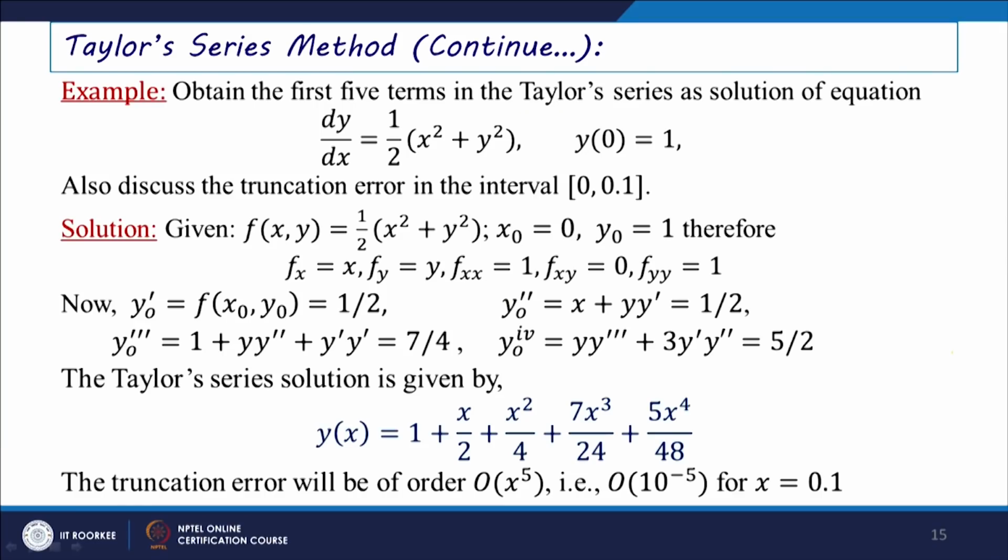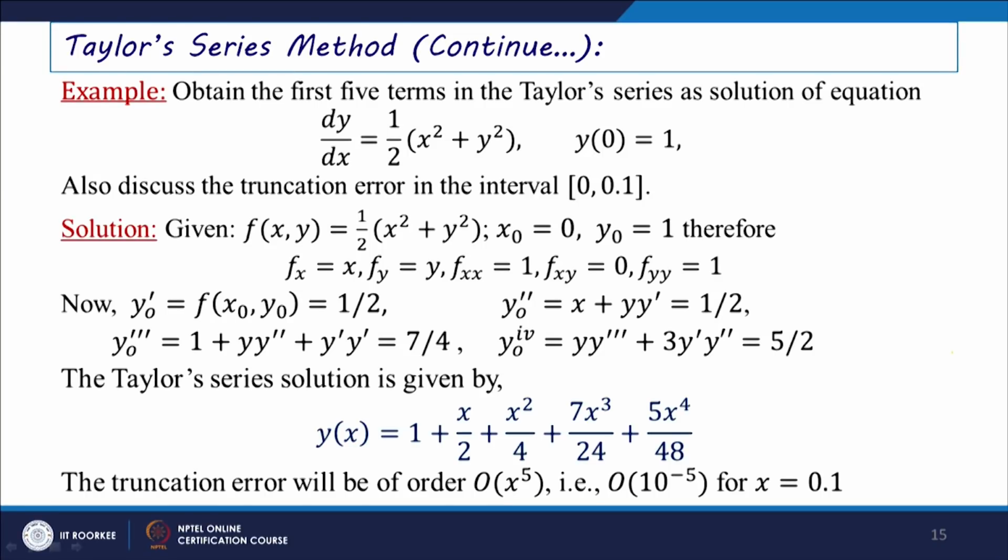So, for a particular example, consider obtaining the first 5 terms of a Taylor series expansion. We can write the Taylor series expansion first: y of x equals y0 plus (x minus x naught) y dash of x0 plus (x minus x0) whole square by factorial 2 y double dash of x0, and so on up to the 5th order term. Then we can apply f of x, y.